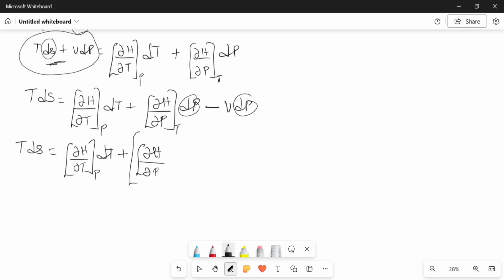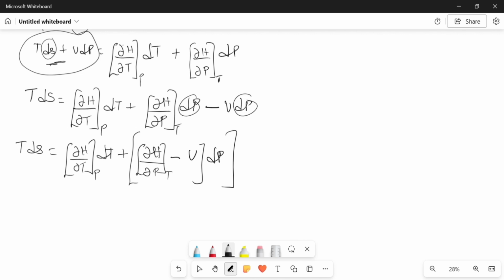Let me open one bracket here. At constant temperature, we have dp here. Now minus, before this, writing dp again here. Since I'm bringing the p out, there will not be the p here again. I'm bringing this dp out, so we have v, and then I will have dp outside here.